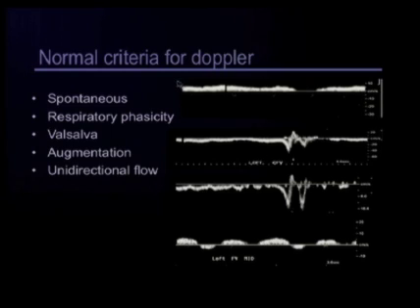Okay, the normal criteria for Doppler. There are 5 important features of blood flow in normal veins. First of all, there should always be spontaneous flow, even with the extremity in a dependent position. Blood flow should occur towards the heart, even without muscular compression. Sometimes in small veins, spontaneous flow is difficult to detect due to slow flow.